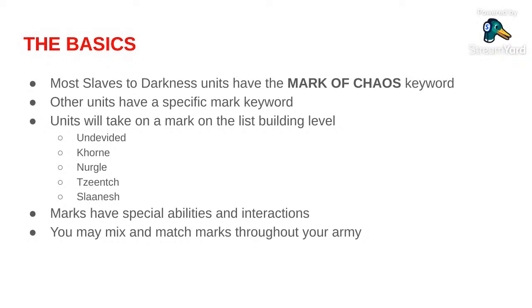All of these have special abilities directly attached to them, and you can actually mix and match these things throughout your army. You don't have to pick one mark to go on all of your units. You select it for each one individually, and you're selecting your mark at your list building level, when you have the Mark of Chaos ability, and it's not just something on the War Scroll. So you have to commit to that ahead of time, but it really helps you build your list and tailor it to what you want to do.